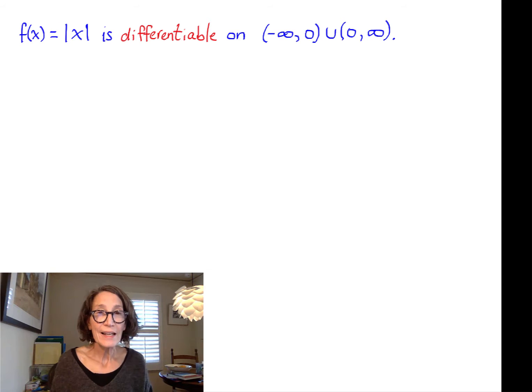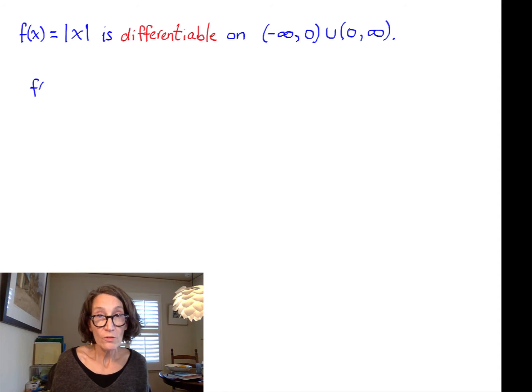Hi, welcome back. In this video, we're going to look at the relationship between the graph of the absolute value function and the graph of its derivative. As you've already seen, the absolute value function is not differentiable everywhere. The domain of the absolute value function is all real numbers, but it's only differentiable on the real numbers that are not equal to 0. So everywhere except at x equals 0.